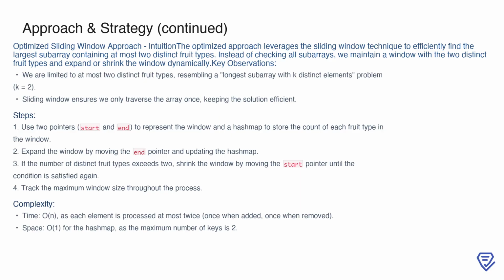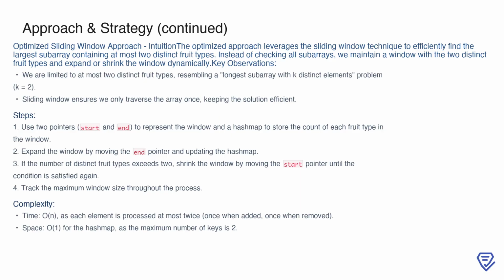The key observation here is that we are limited to at most 2 distinct fruit types in the subarray, which makes this problem similar to the longest subarray with k distinct elements, where k equals 2. Instead of checking all possible subarrays, we maintain a window that dynamically adjusts to contain at most 2 distinct fruit types. We use 2 pointers to represent the boundaries of this window and a hash map to track the count of each fruit type within the window.